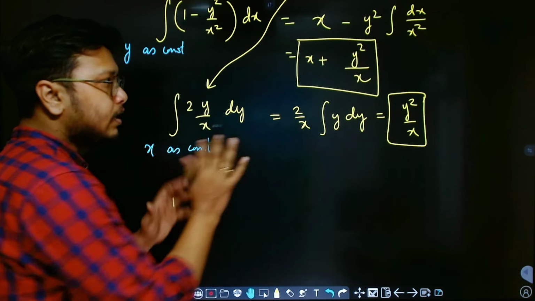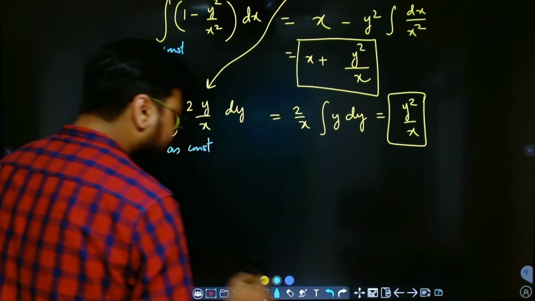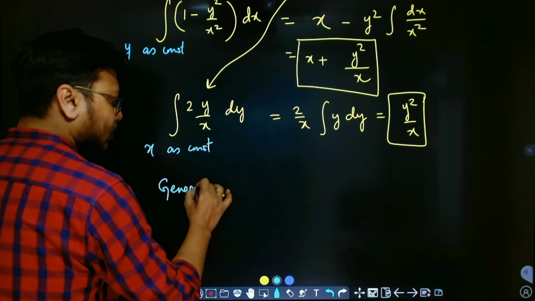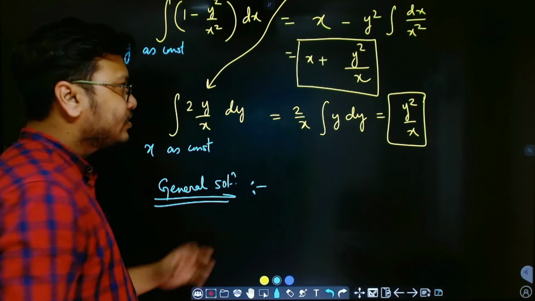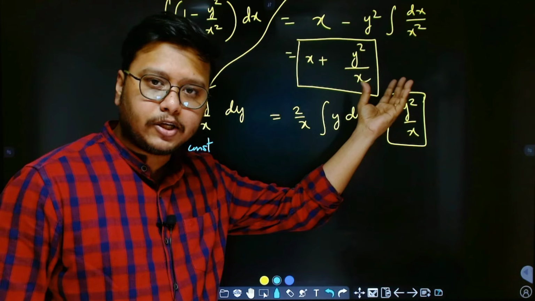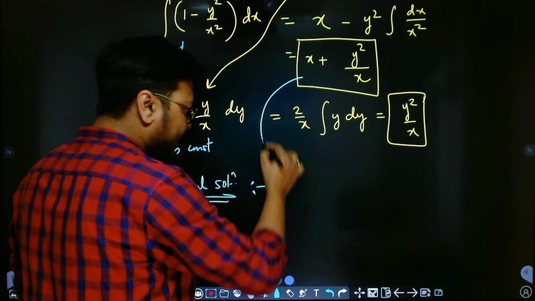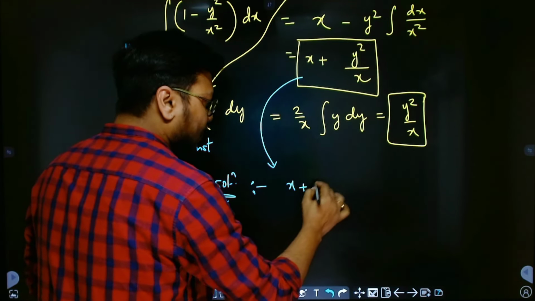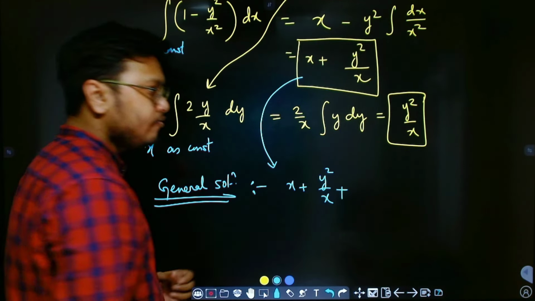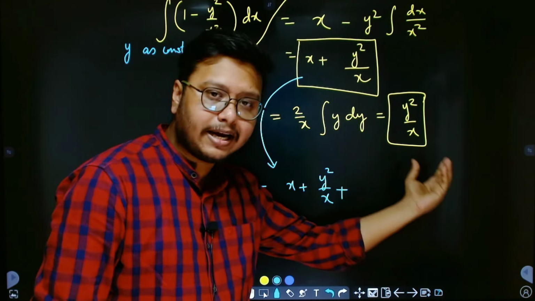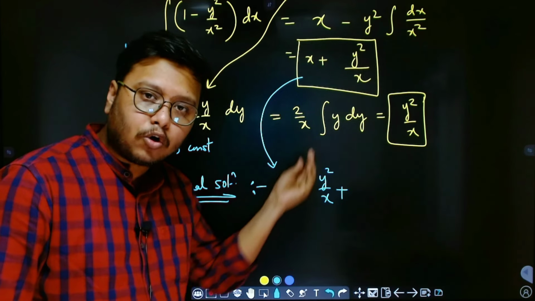Now I hope you remember how we write the general solution. The general solution would be written as, you just copy the first term that you have got from the integration. That means you just copy this one, so you get x plus y square by x. Now plus, we are going to write the terms from the second integration, provided they are not already written.